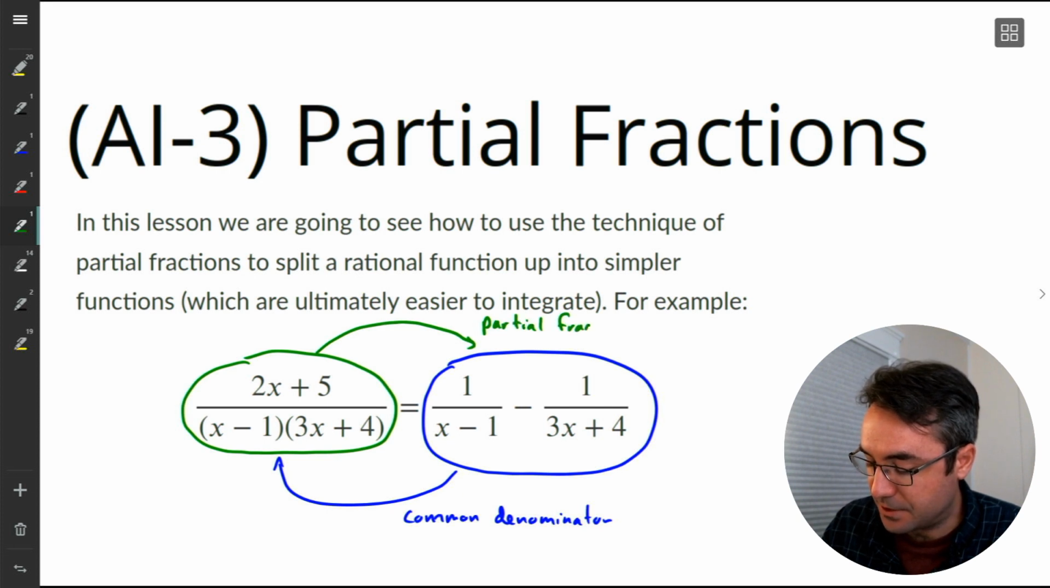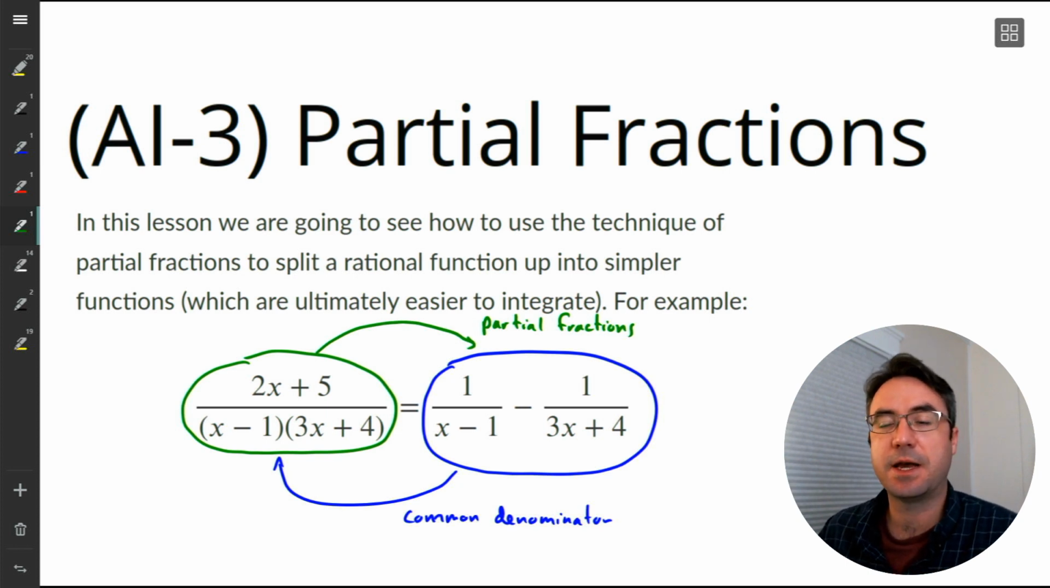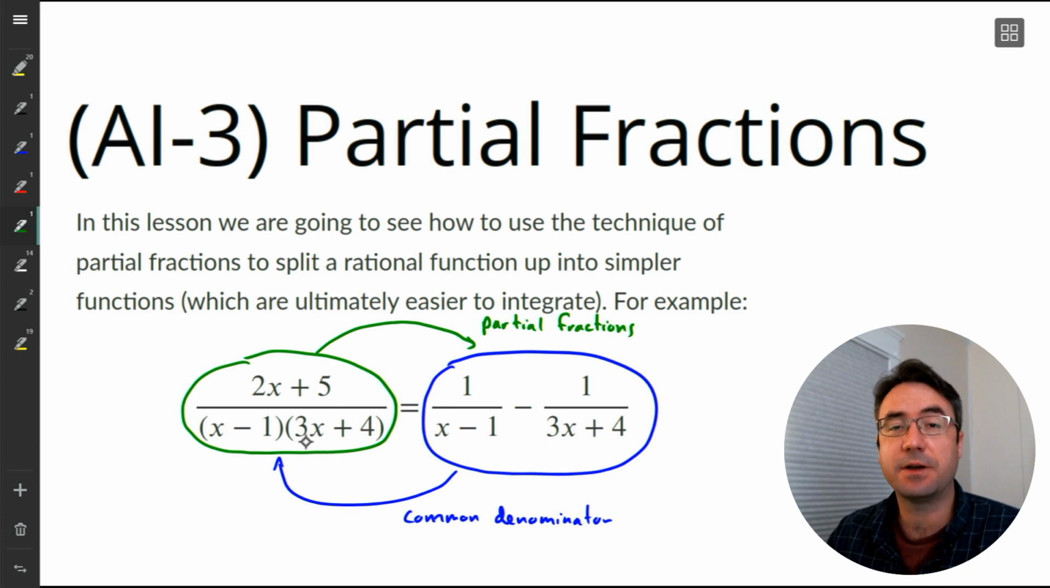Now, why is this going to be helpful? Well, we'll see more examples in a bit, but like we said, this function as it is written is going to be very difficult to integrate, whereas these functions are going to be much easier to integrate. So that's where partial fractions is really going to shine, helping us integrate these more complicated rational functions.